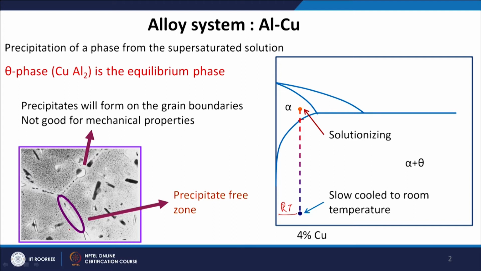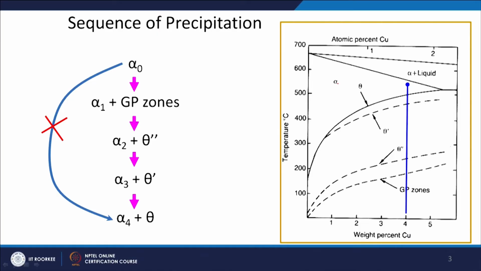So, we want precipitates, but we want this precipitate to form within the grain, not at the grain boundary. And that is what the whole heat treatment is about, how to form this precipitate within the grain. If you look at the sequence of precipitation, it is something like this: alpha naught is basically your single phase alpha, where the copper is going into the solid solution. Again the phase diagram is shown here, the aluminum rich part of the aluminum copper system, and you can see that there are some solid lines and some dashed lines.